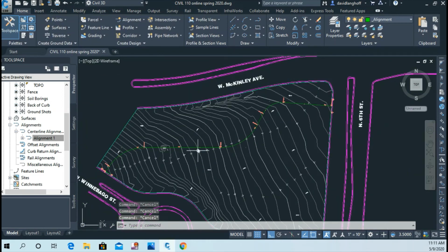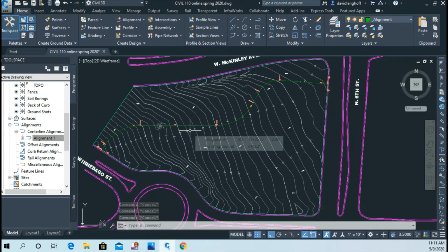Now we have an alignment and we have a surface. So next week we'll be finishing up with creating a profile. And if you look at the syllabus that I gave you guys at the beginning of the semester, we will have covered every subject, I think. So please plan on wrapping up next week sometime.